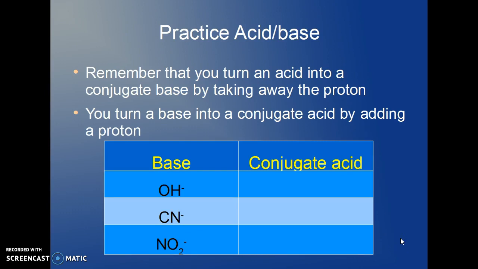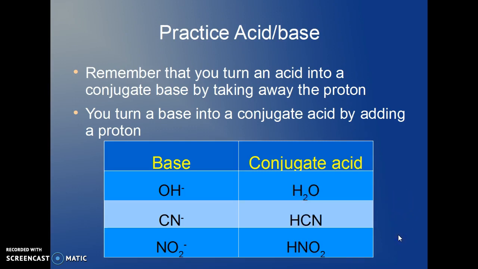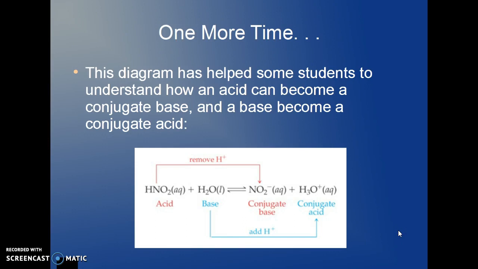Do the same thing here. Turn the base into a conjugate acid by adding a proton. Turn off the player and then turn it back on when you've solved the problem. And I think that's pretty easy. We've added a hydrogen ion to each of the bases to form the conjugate acid. This is a diagram that has helped some students to understand how an acid becomes a conjugate base by removing the hydrogen ion, and a base becomes a conjugate acid by adding a hydrogen ion.